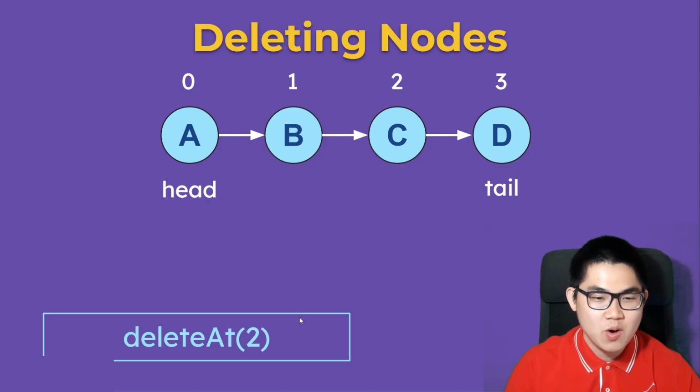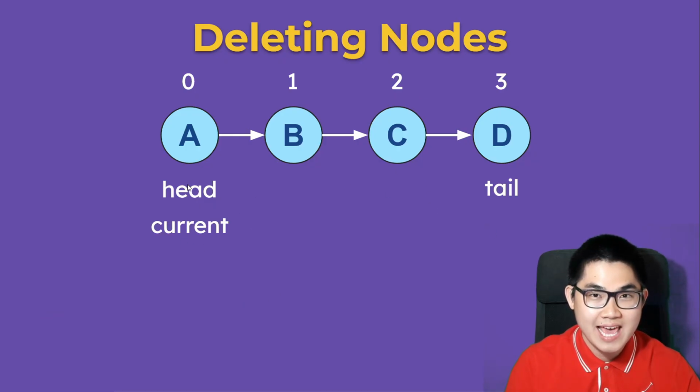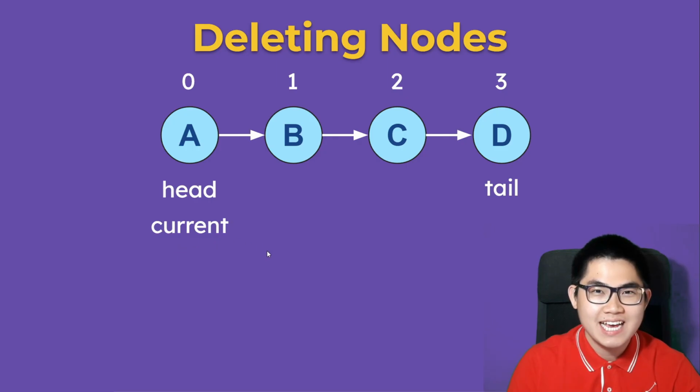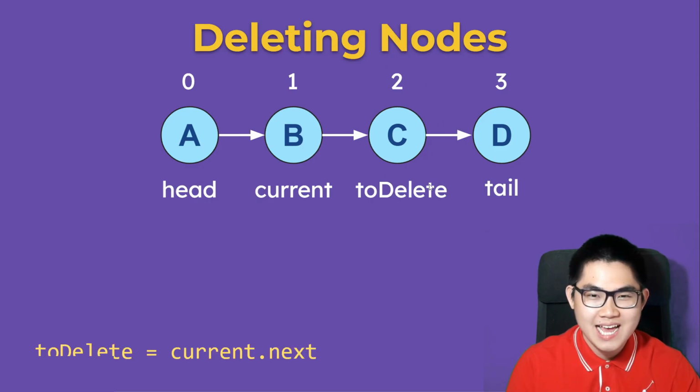Let's remove the node at index 2, which is C. We first point current to the head. We move current to the right until we reach the node that is before index 2. So that's going to be here. So current moves to the node before index 2. We mark this node as the one that we want to delete. So the line of code to do that is toDelete points to current.next.